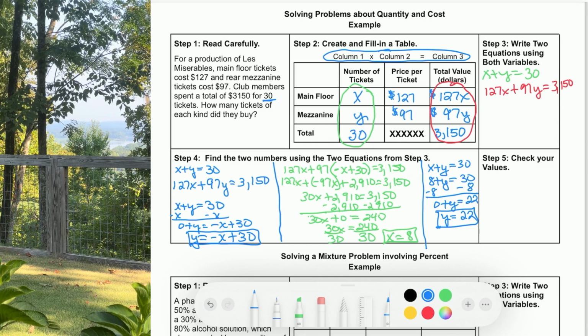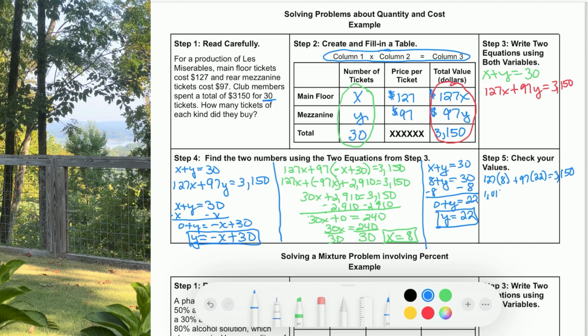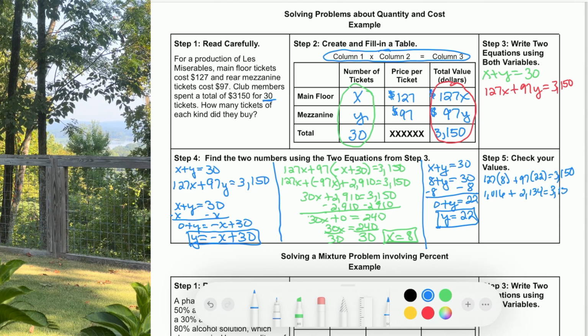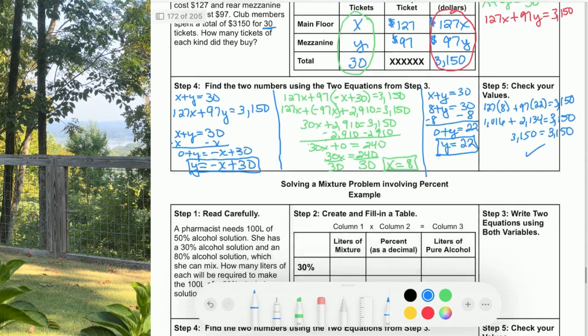All right, I'm going to plug it in the 127 equation. So 127 times 8 plus 97 times 22 equals that 3,150. So 127 times 8 is 1,016. 97 times 22 is 2,134. And then rewrite this side. All right, so 1,016 plus 2,134 is 3,150. So we do, in fact, equal, and our answer is correct.